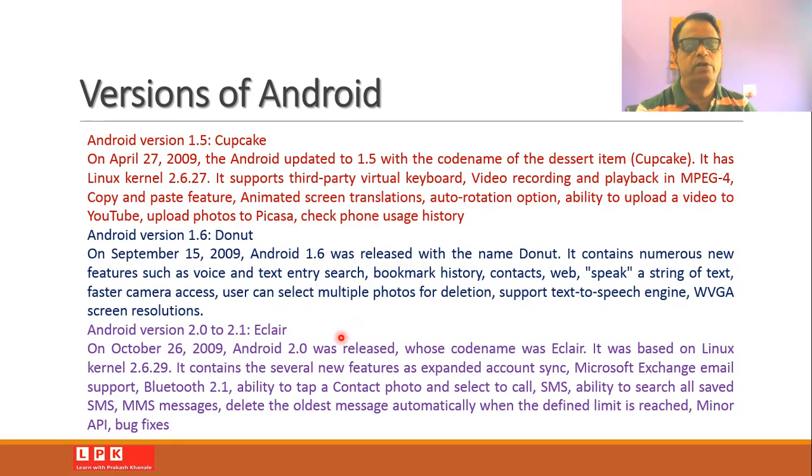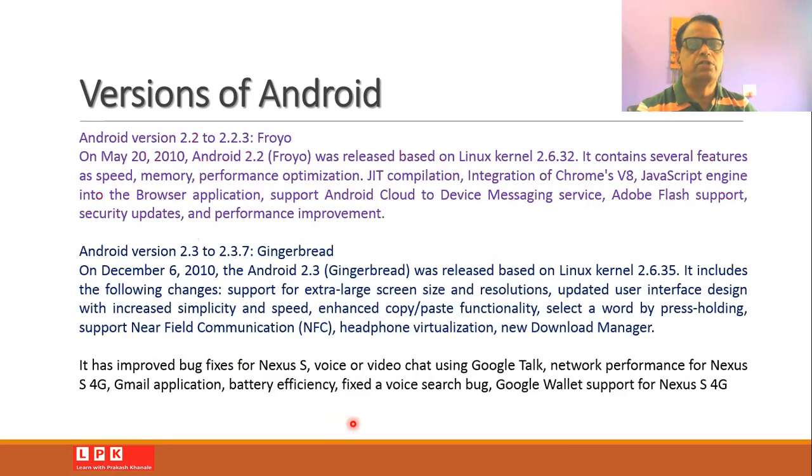Later on, we have Android version 2.1 called Eclair, which was released in 2009, and it is based on the Linux kernel 2.6.29. It consists of several new features such as account sync, Microsoft Exchange, email support, Bluetooth, ability to tap the contact photo, select to call, SMS, ability to search MMS messages, delete the oldest history automatically when the defined limit is reached, and minor API and bug fixes were provided in this version.